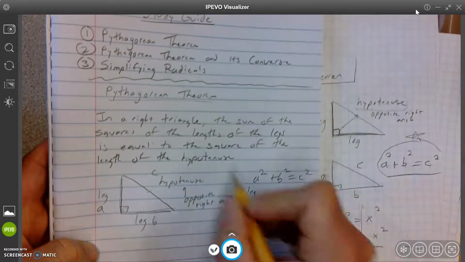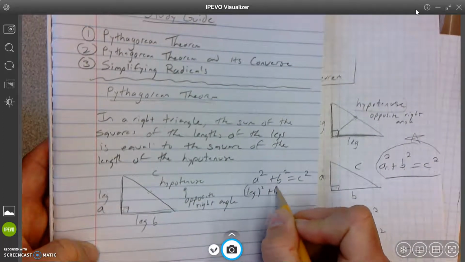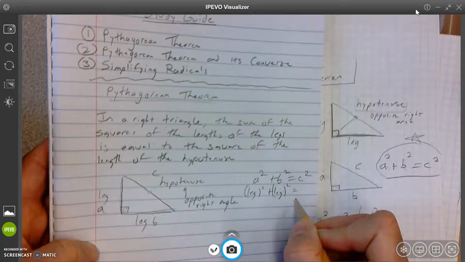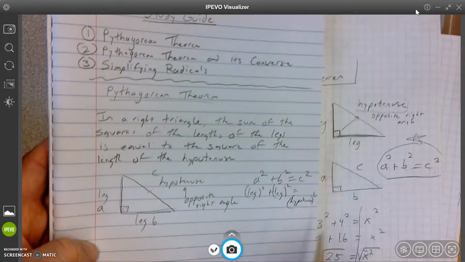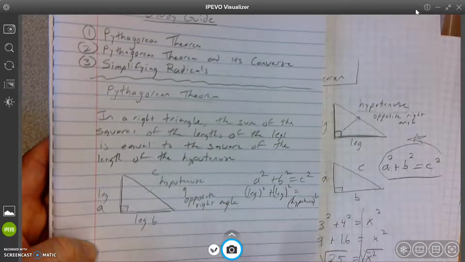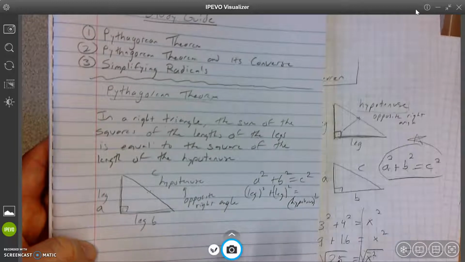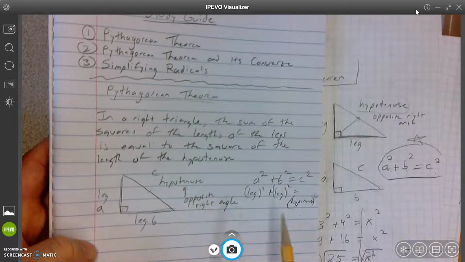Also, according to this, I can add a little of my own thing. It's leg squared plus leg squared equals hypotenuse squared. Like that. Okay, so I think I have the basics now. So now it's time to dive into some problems. So I think I understand it. So it's leg squared plus leg squared equals hypotenuse squared. Hypotenuse is opposite the right angle.